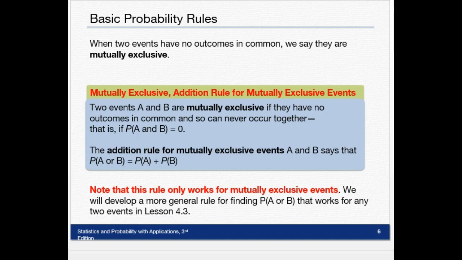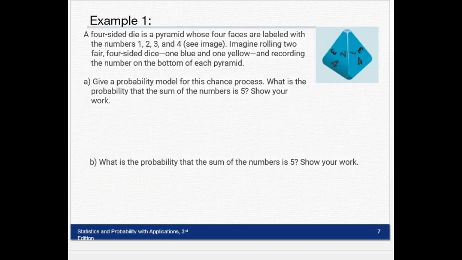Now, note that this rule only works for mutually exclusive events. We'll develop a more general rule for finding the probability of A or B that works for any two events, even if they could happen at the same time. All right? Now, let's try some examples out.